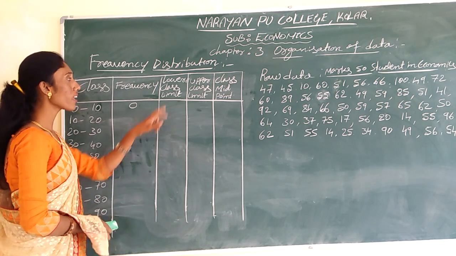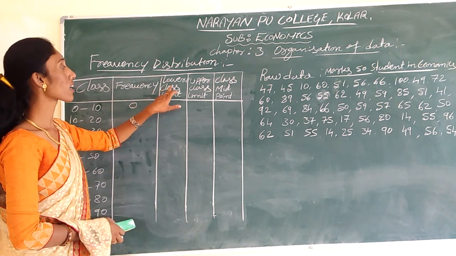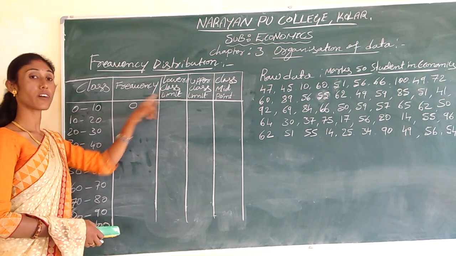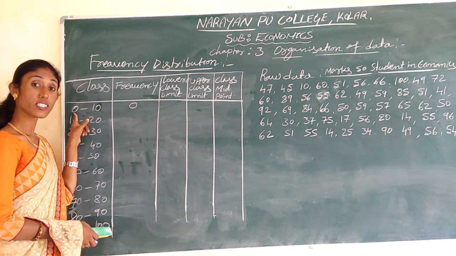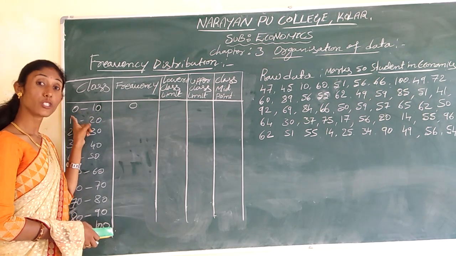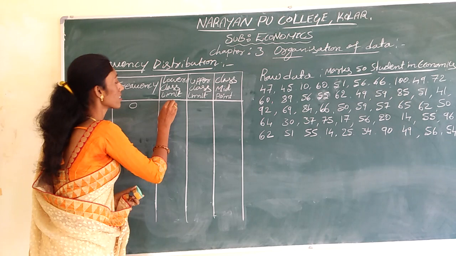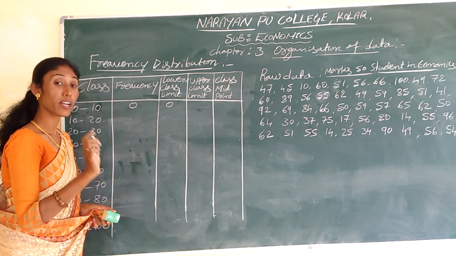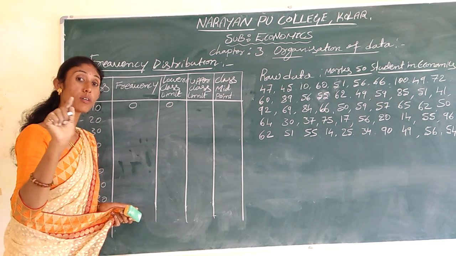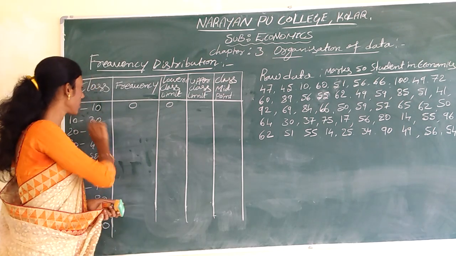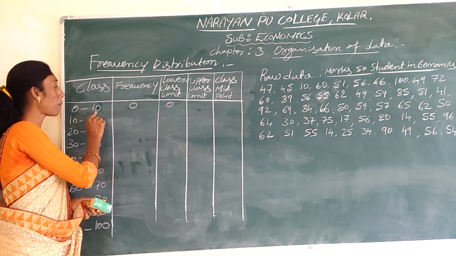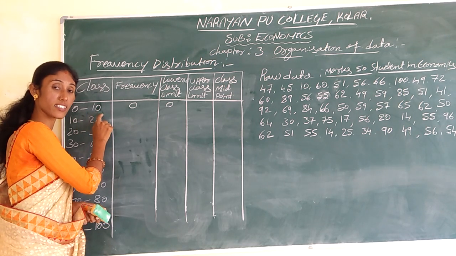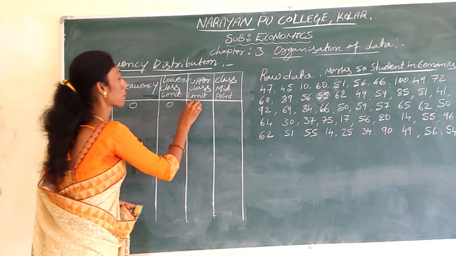Next, what is the lower class limit of this particular class? The lower class limit is the lowest value in the particular class, which is 0. Then come to the upper class limit. The upper class limit means the highest value of the particular class. Here in this class, the upper class limit, or the highest value, is 10.